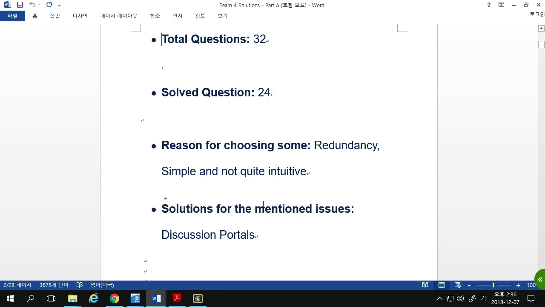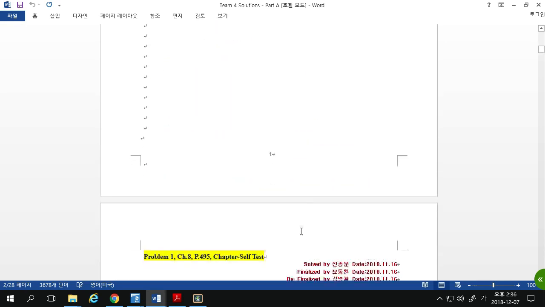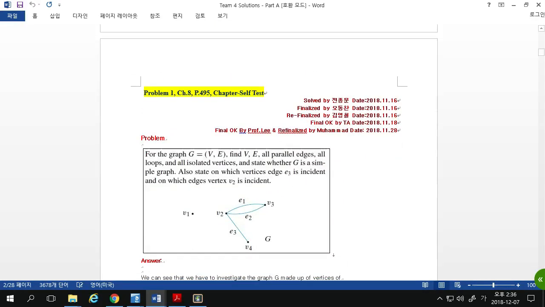I don't know how many of you remember, but we opened some discussion portals on different topics. So we could see what your interest is, and based on the interest, we chose our project, which is the shortest path.